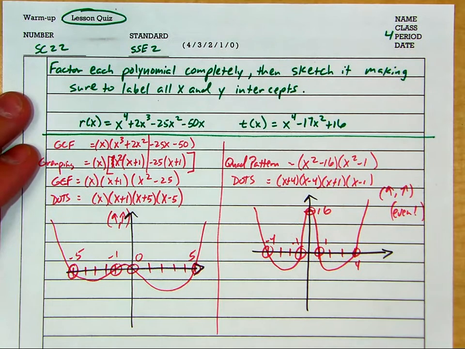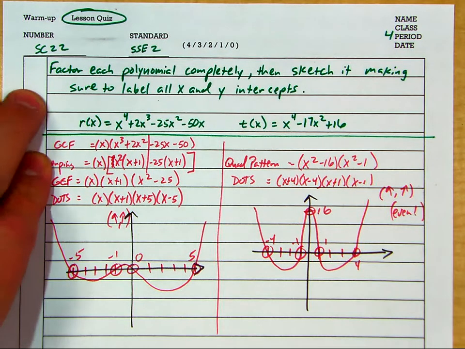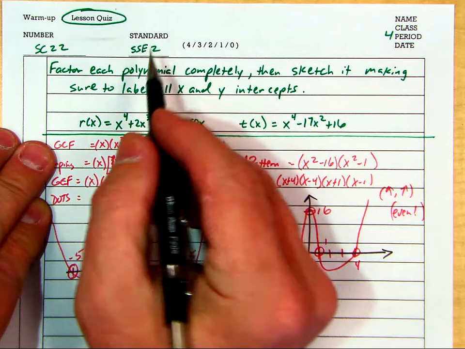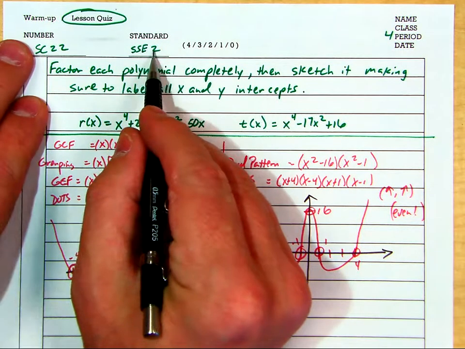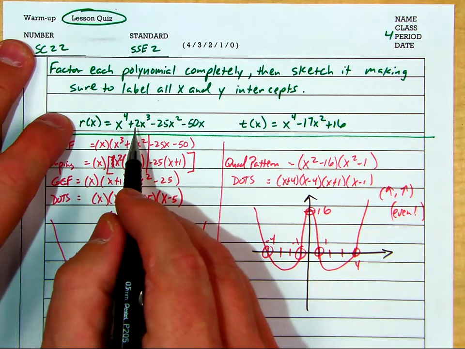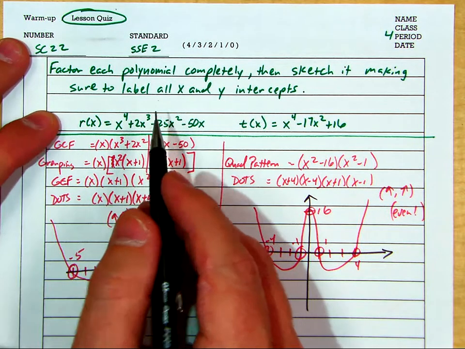Alright, here's the video answers to go with spot check 22 with fourth period today on Monday. Again, seeing structure with expressions. You have to see the structure to factor them and completely sketch them.